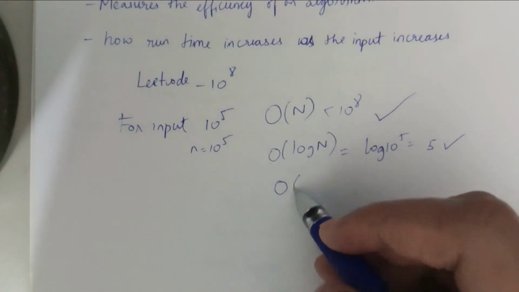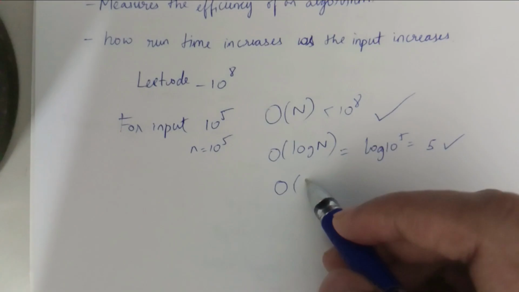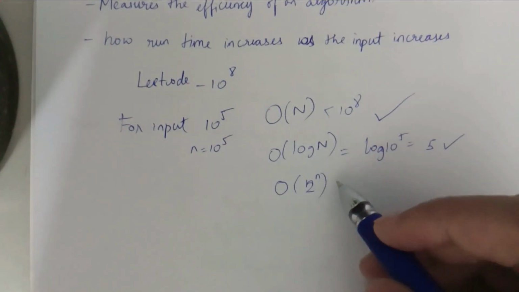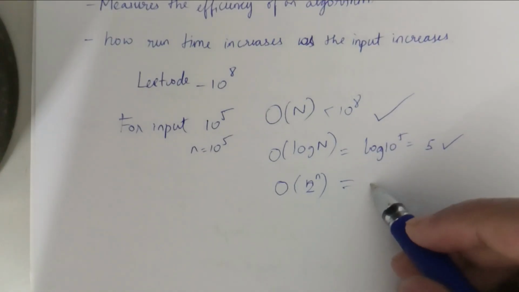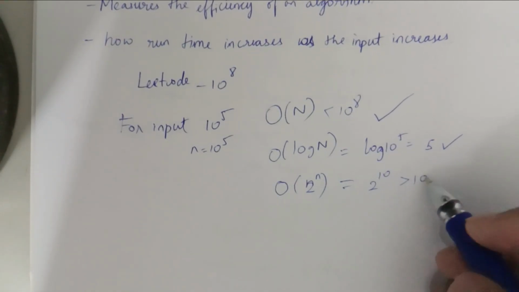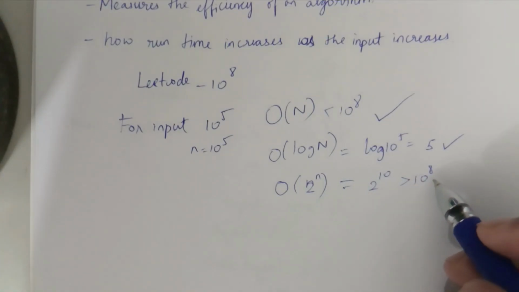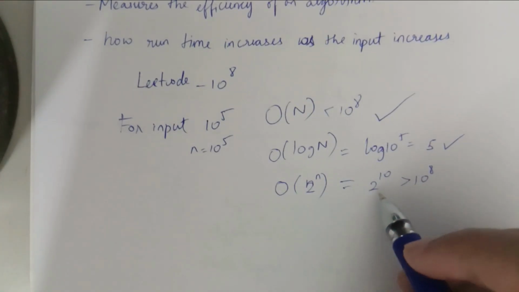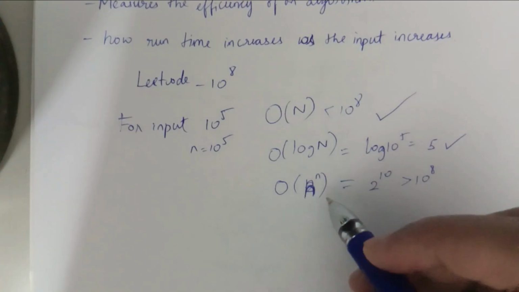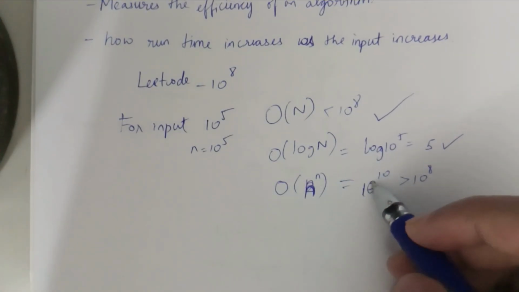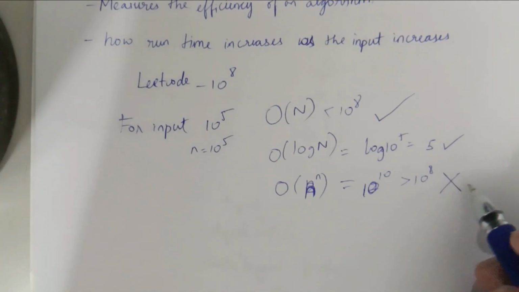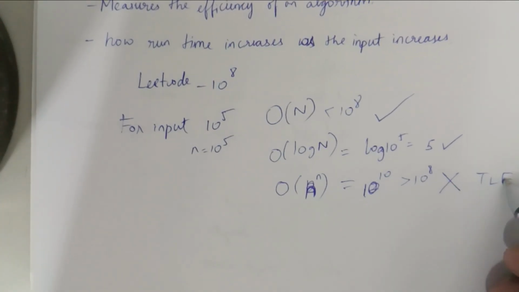But if we have, suppose, n power n or 2 power n, then we get 2 power 10, which is much greater than 10 power 8. Or let us say n power n. N power n is also 10 power 10, which is greater than 10 power 8. So it will give an error, that is time limit exceeded.